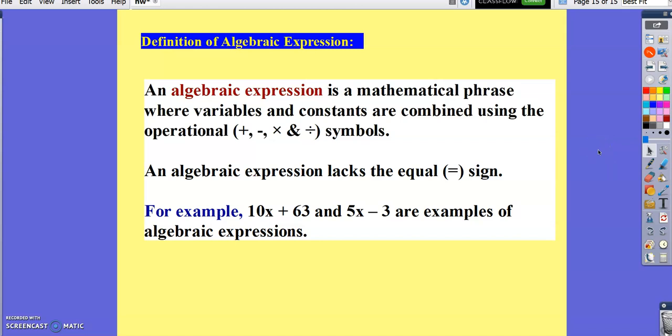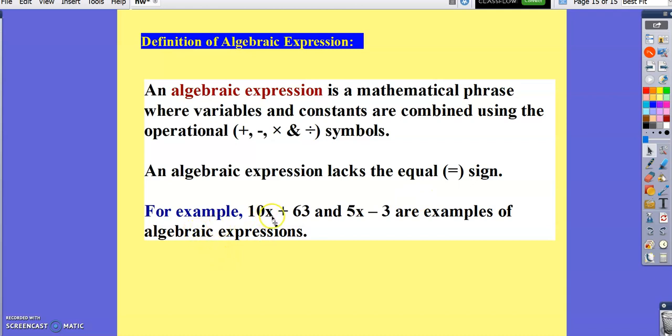Okay, let's first of all go to the definition of algebraic expression. An algebraic expression is a mathematical phrase where variables and constants are combined using the operational plus, minus, multiplication, and division symbols. Now always keep in mind algebraic expression and algebraic equation are two different concepts. An algebraic expression lacks the equal sign. So you will never see the equal sign in an algebraic expression. And when you see the equal sign, it is an algebraic equation.